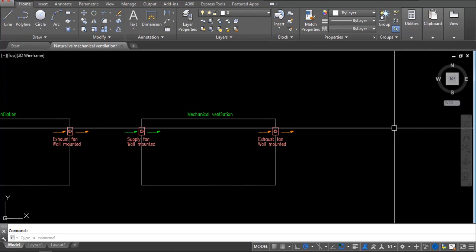Now, let's talk about the differences between natural and mechanical ventilation, what these terms mean, because it's very important to be familiar with these notions. Natural ventilation is the process of pulling fresh air into a building from the outside and eliminating the vitiated air inside of it without electrically powered fans.